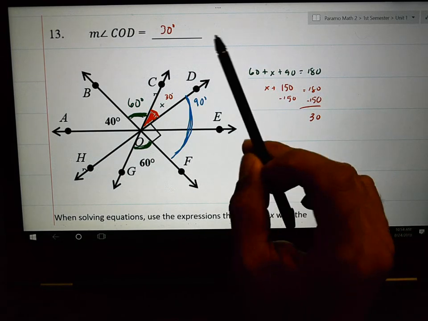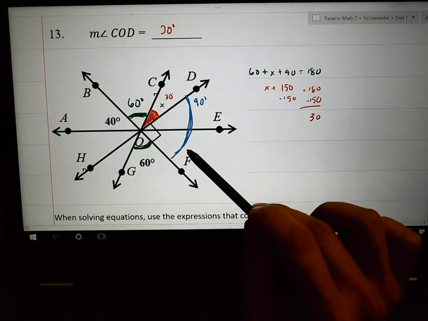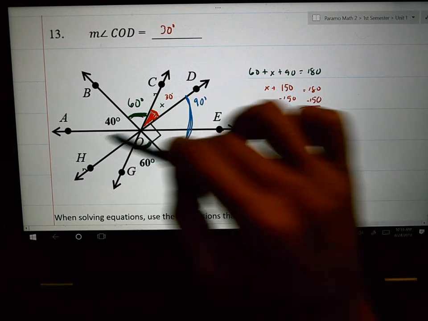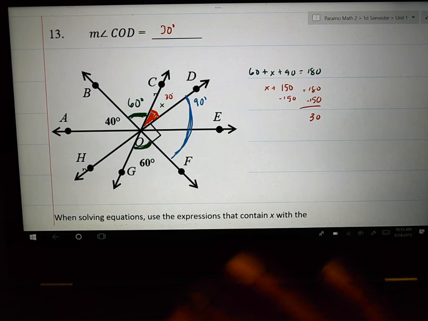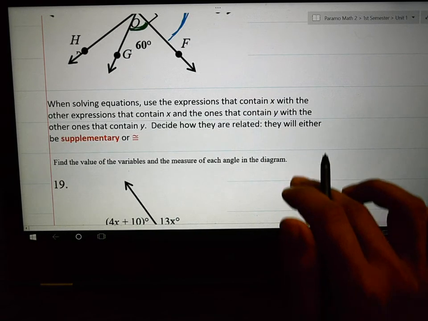That's how you're going to solve all those questions. You might figure out that this is a vertical angle with that, and you might be able to subtract from 90 to figure out this angle and find out its vertical angle, and you can work your way around and find any answer to all those questions on number 13.